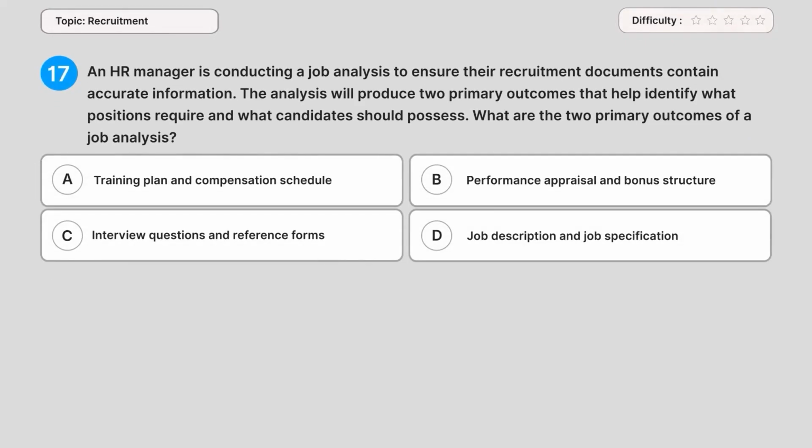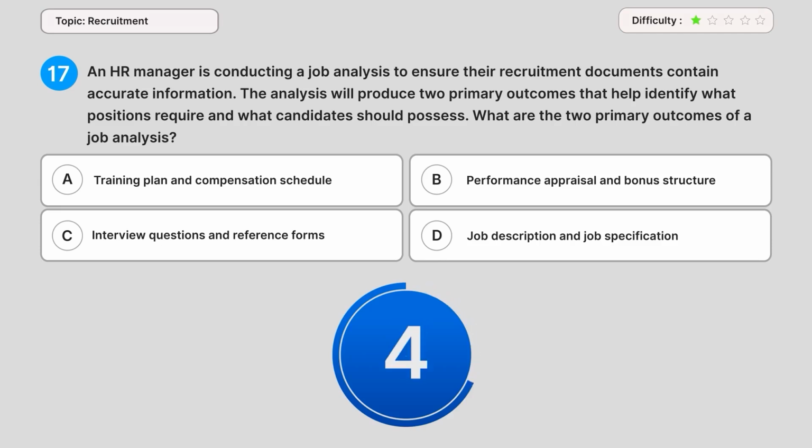17. An HR manager is conducting a job analysis to ensure their recruitment documents contain accurate information. The analysis will produce two primary outcomes that help identify what positions require and what candidates should possess. What are the two primary outcomes of a job analysis? A. Training plan and compensation schedule. B. Performance appraisal and bonus structure. C. Interview questions and reference forms. D. Job description and job specification. Can you guess the answer?